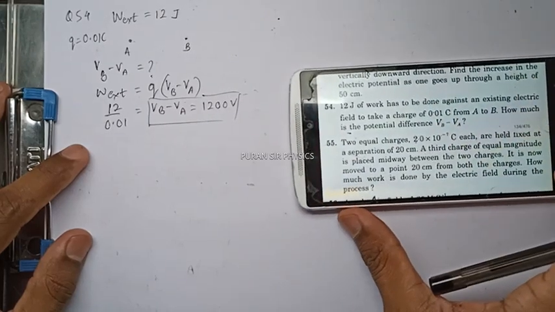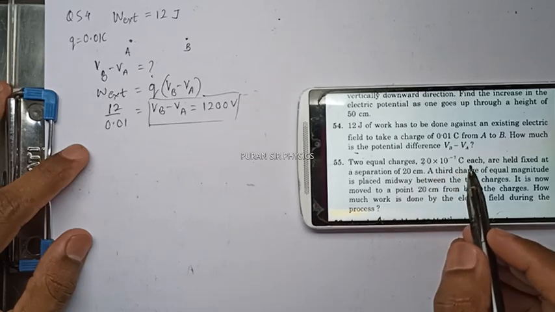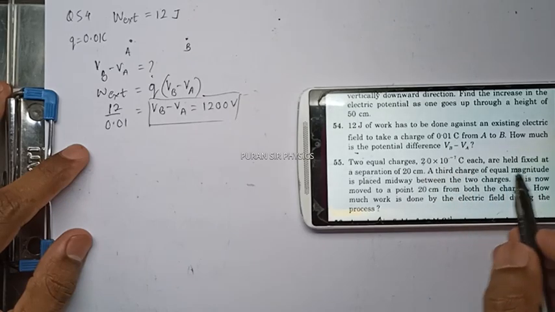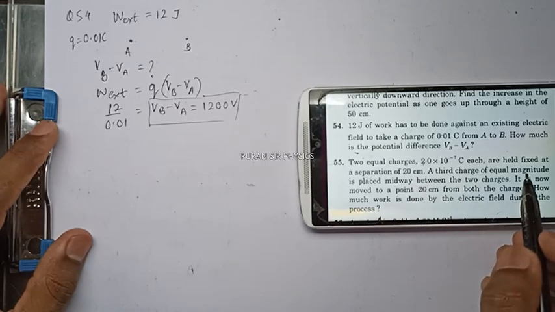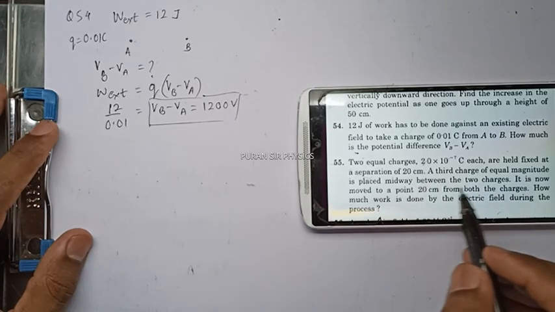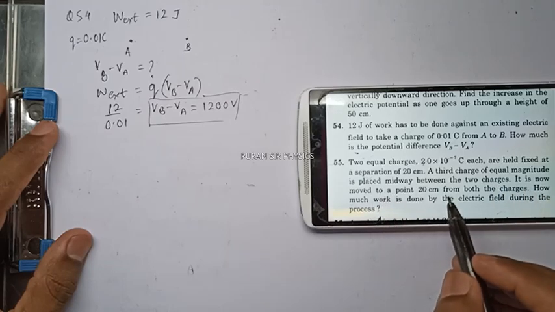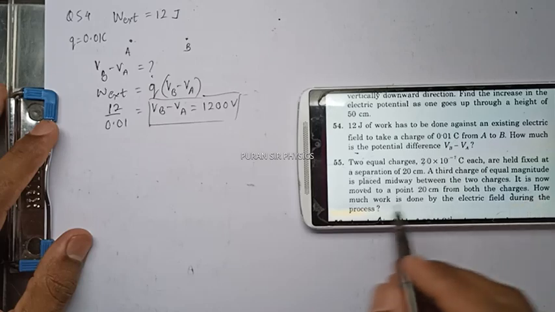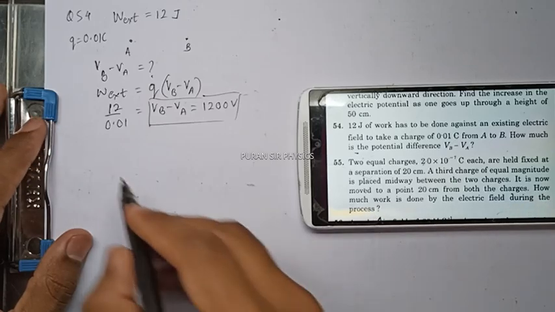In question number 55, two equal charges, 2 into 10 raised to the minus 7 coulomb each, are held fixed at a separation of 20 centimeter. A third charge of equal magnitude is placed midway between the two charges. It is now moved to a point 20 centimeter from both the charges. How much work is done by the electric field during this process?